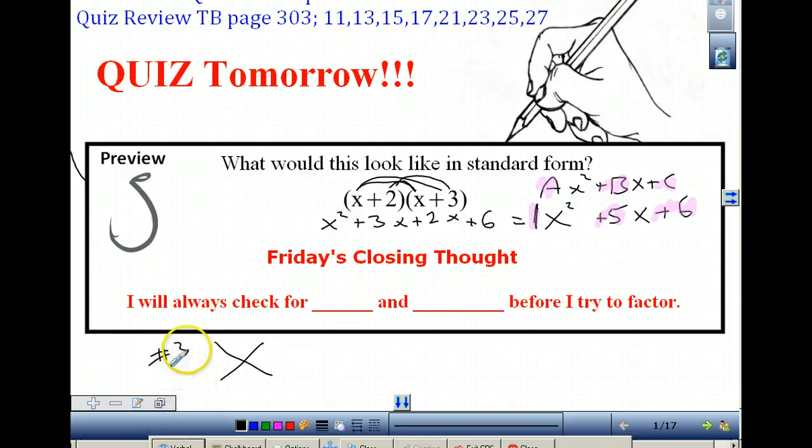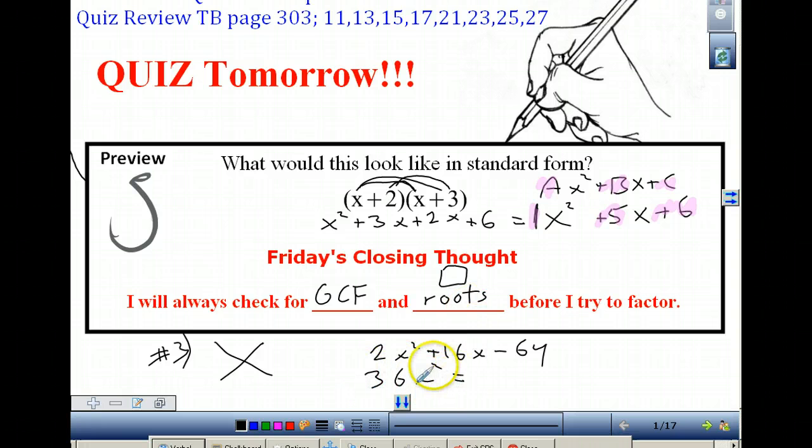What was the first one you want to check for before you do the x? Yeah, GCF was the first thing. So if it was like 2x squared plus 16x minus 64, the first thing you do is take out a 2. And the second was, yeah, square roots. So the other problem was if we had like 36x squared equals 25, square root both sides, it can get you to solve it maybe a little faster than factoring. All right.